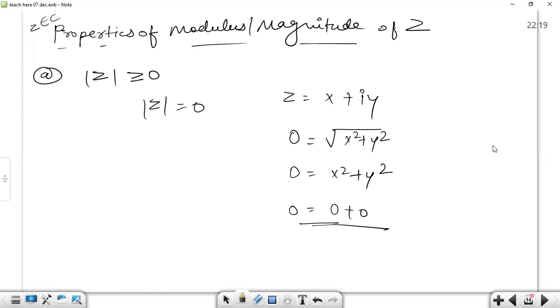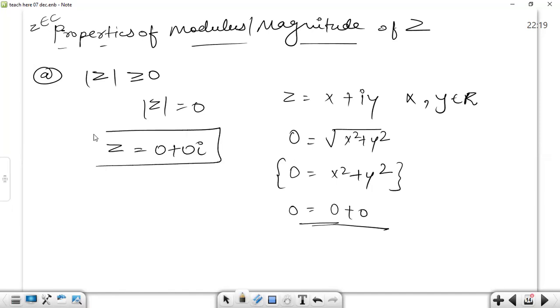Otherwise, there are no real values for x and y to make this particular equation 0 other than 0. As we know, in a complex number, x and y are real numbers. So for this to happen here, x and y have to be 0. So if the modulus of any complex number is 0, that means the complex number is 0 plus 0 iota. Any doubts? Any thoughts? No, sir.